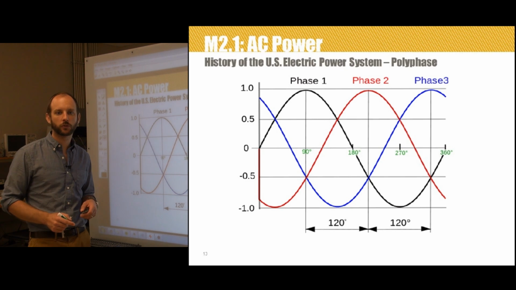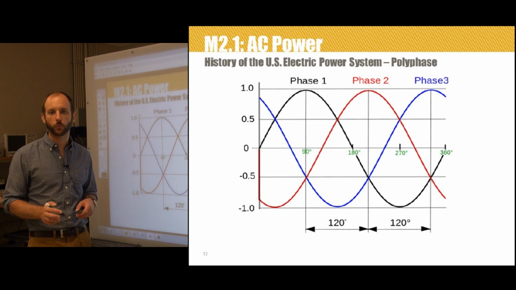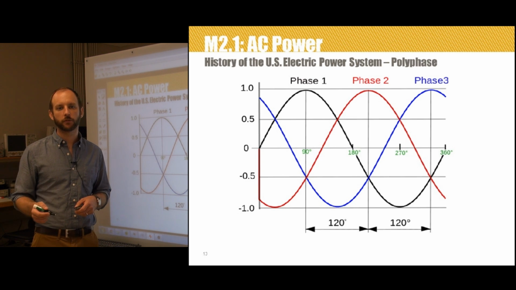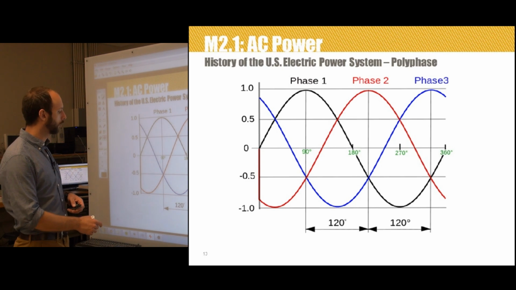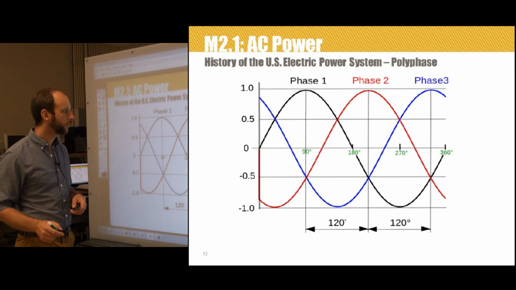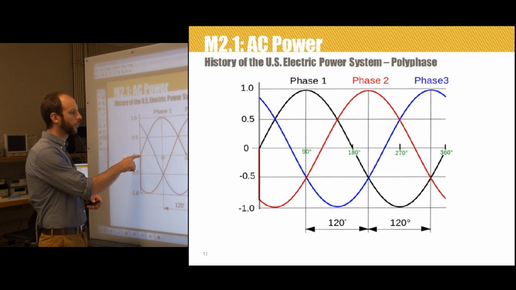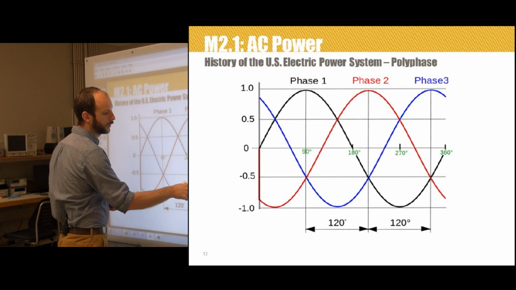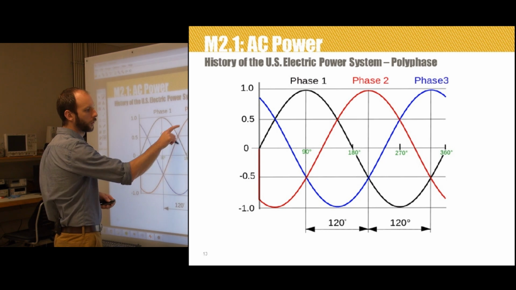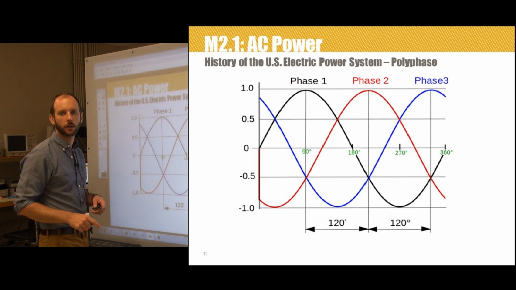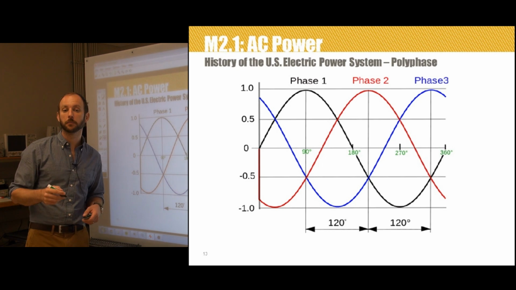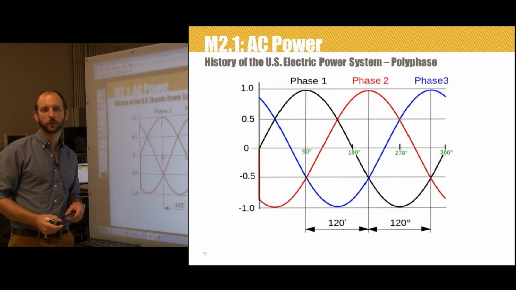The generators used in the system were constructed to produce 3 AC voltages. Each of the voltages was 120 degrees out of phase. Here we have a diagram showing 3 voltages. We've got the original voltage, which is this black voltage here. We've got the second voltage that's being produced, which is this red voltage, and we've got this third voltage, the blue voltage. And those are being transmitted simultaneously in the power system.